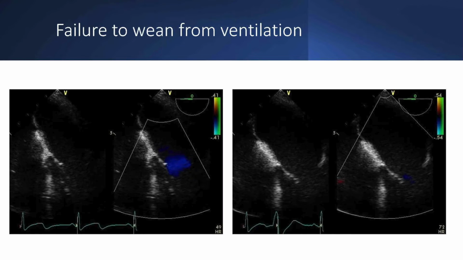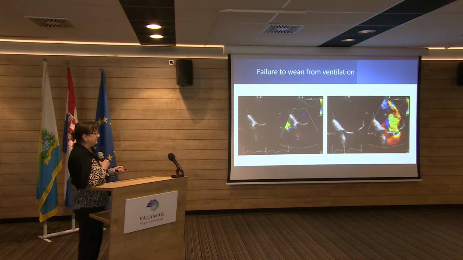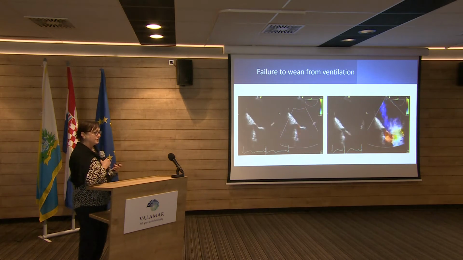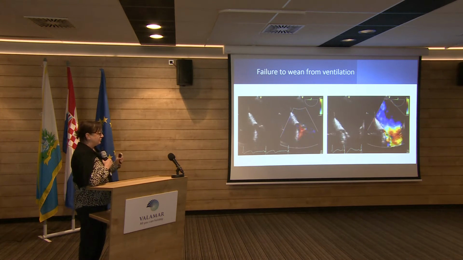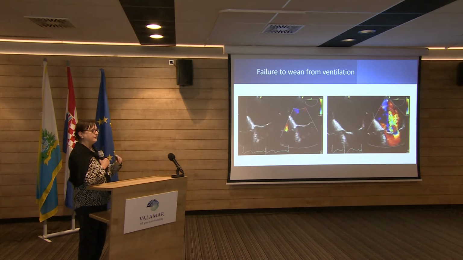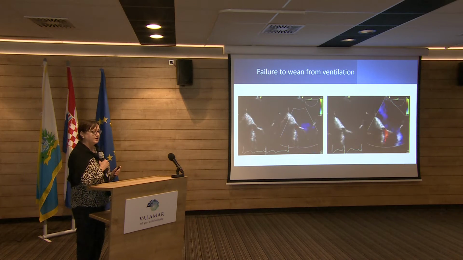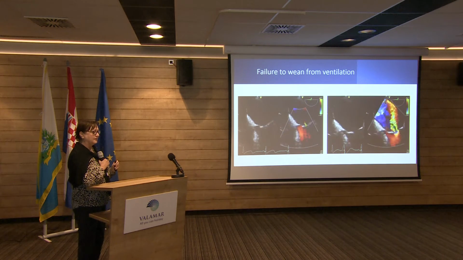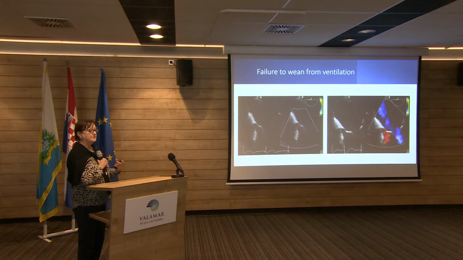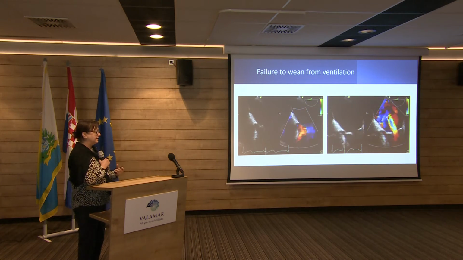And then finally, what about failure to wean from ventilation? Mitral regurgitation can be reduced quite significantly by about 2 grades or 2.5 grades during positive pressure ventilation. It's a very good treatment for mitral regurgitation. So if you have a patient who is repeatedly failing to wean from ventilation, you have to ask yourself why. Is it respiratory or is it cardiac?